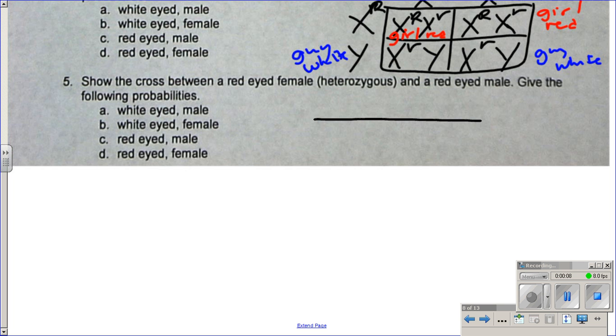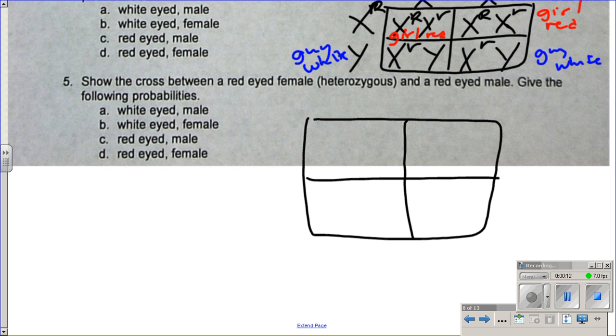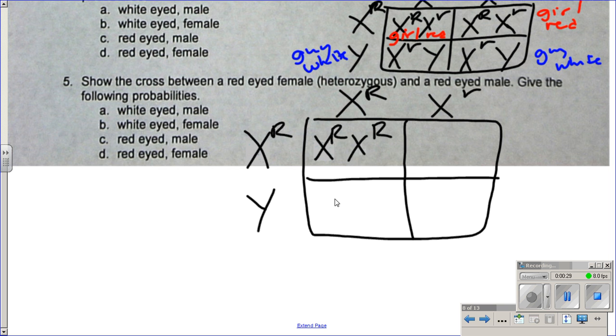Alright, I'm not going to answer the questions yet. I just want you guys to tell me how you drew your Punnett square, because that should be done. What was the female's genotype? X capital R, X lower r, because she's heterozygous, red-eyed, and a red-eyed male is capital R, and then Y. Okay, so when you filled it in, you said X big R, X big R, X little r, X big R, and then Y, and X little r, Y.